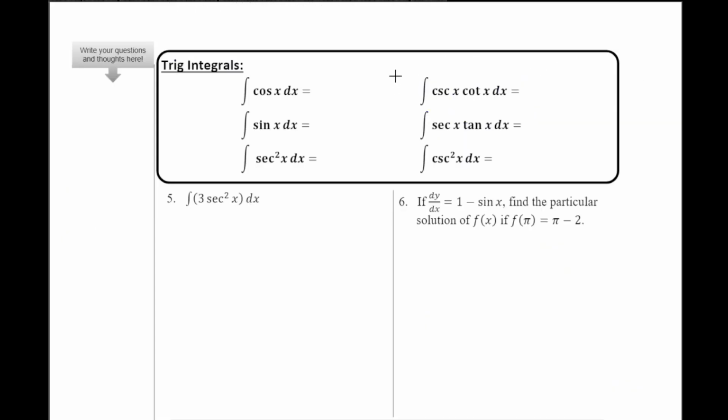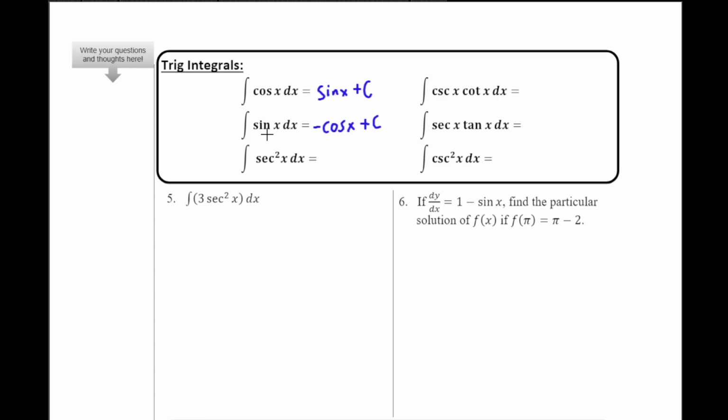So, trig integrals. This is just going backwards from all the derivative trig rules we learned from before. Integral of cosine x is going to be positive sine x plus c. Again, if you take the derivative of sine x plus a constant, you get cosine x. Integral of sine x is negative cosine x plus c, because the derivative of negative cosine x is negative negative sine x right here.